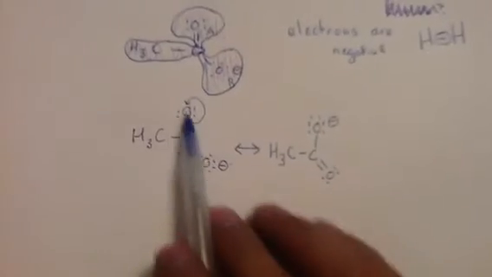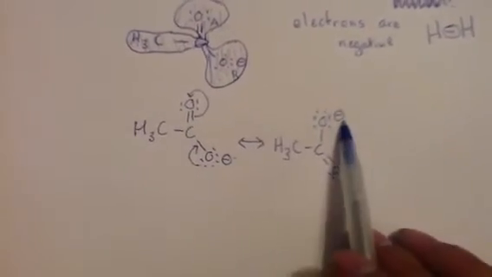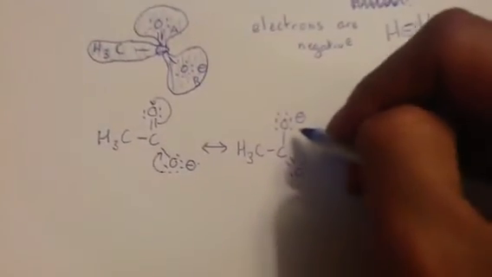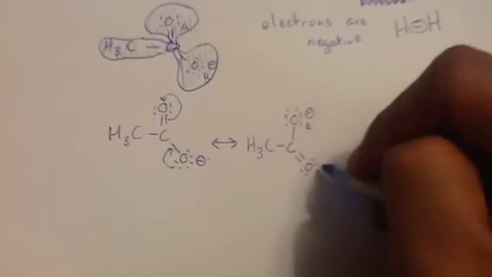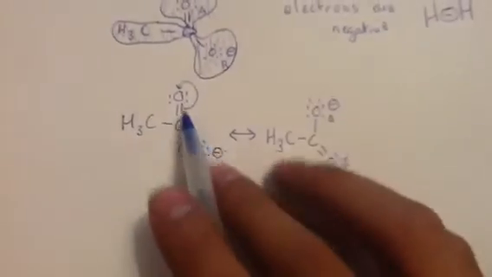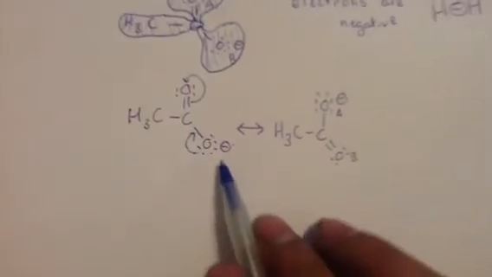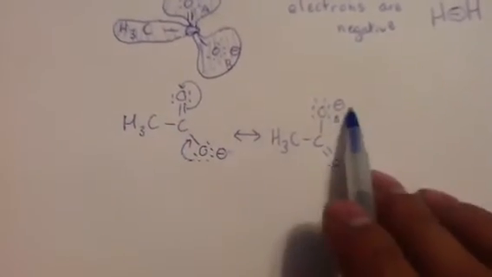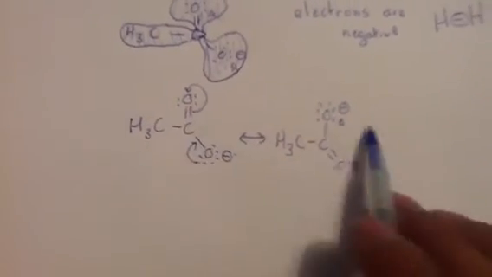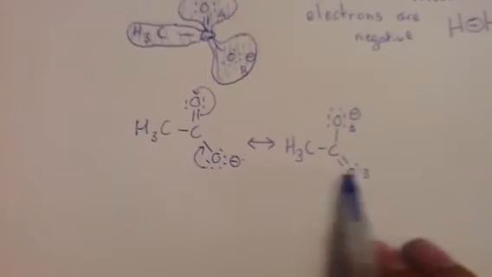Alright, and what we find here is that my negative charge has moved to oxygen A, and that I now have a double bond to oxygen B, whereas before the double bond was on oxygen A, and my negative charge is now on oxygen B. So that's all nice and good.